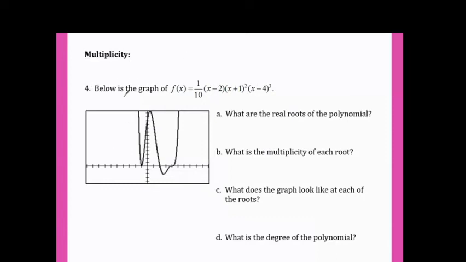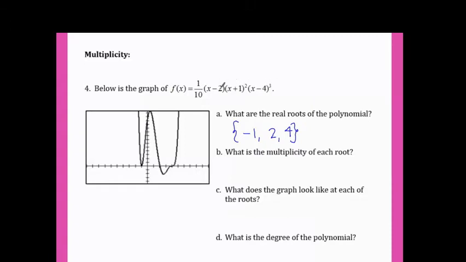So below is the graph of f of x equals 1/10 times (x - 2)(x + 1) squared (x - 4) cubed. The real roots of the polynomial, we can get them from our factors or we can get them from our graph, but they would be -1, 2, and 4. The multiplicity comes with the exponents on their factors.